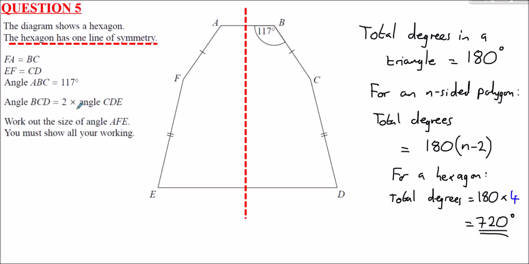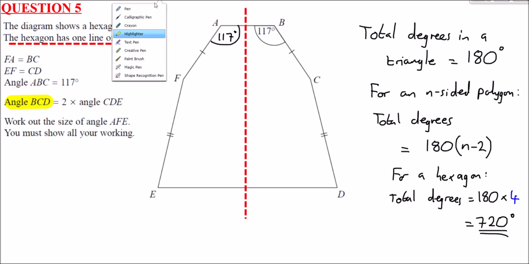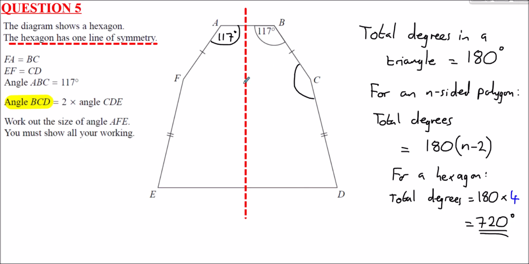What I'm going to suggest we do now is we fill in this extra information. So using the symmetry, if that's 117 degrees, the angle at A will be 117 degrees as well. Angle BCD, we're told, is 2 times angle CDE. Now from B to C to D, that's this one here. So what we can do first of all is label on angle BCD, which is this. And that's going to be the same as the angle at F, just by the symmetry of this hexagon.